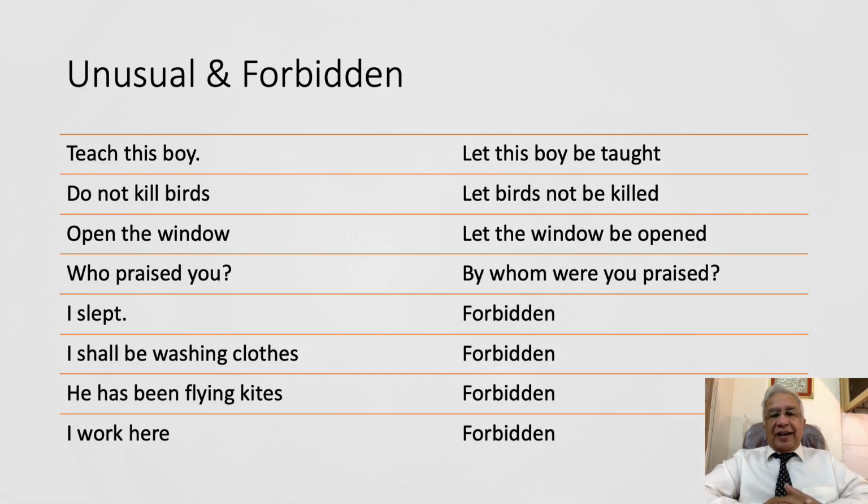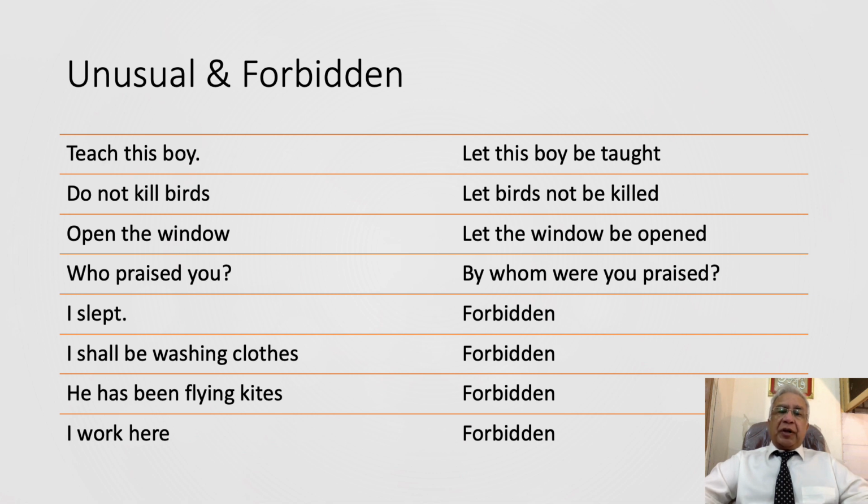Some are the unusual sentences and some are the forbidden sentences. Like here is, "Teach this boy." That is the sentence which doesn't start with the subject, but rather it starts with the first form of the verb. Such sentences need the addition of "let" before they can be converted into a passive voice. So that is why first of all "let" has been used, and then "this boy", as it is the boy on which action will be done or action is being done, that is "this boy", the object.